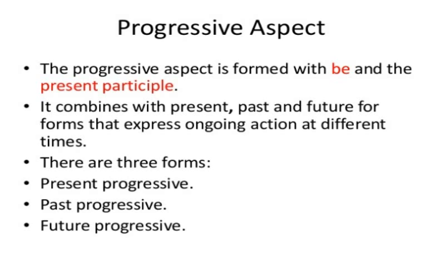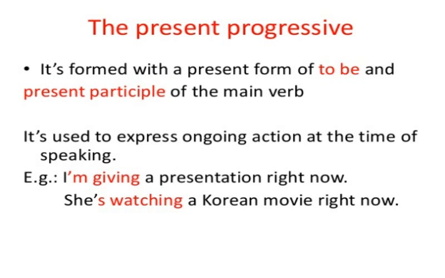The next aspect is the progressive aspect. The progressive aspect is formed with be and the present participle. It combines with present, past, and future for forms that express ongoing actions at different times. For example, there are three forms: present progressive, past progressive, and future progressive.